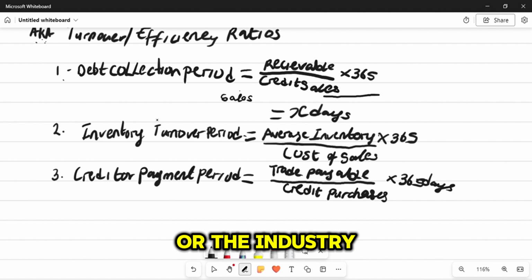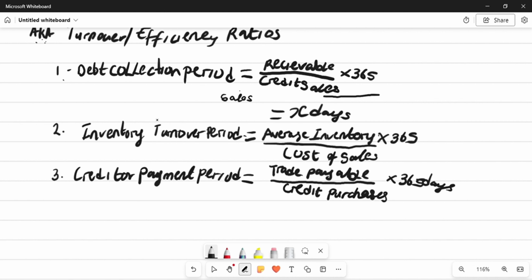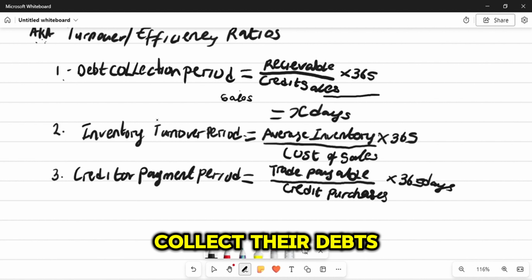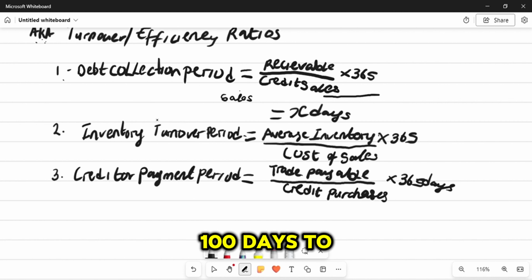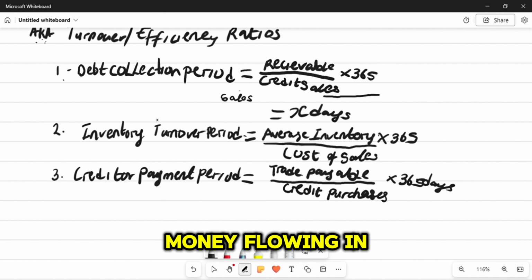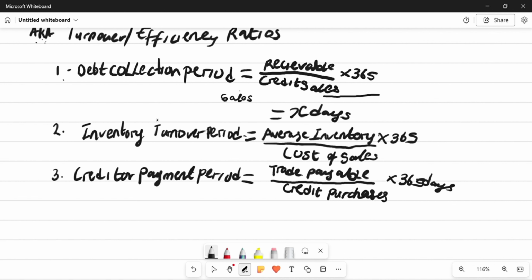the industry rate, right? So if it takes the industry 50 days to collect their debts and it takes this company 100 days to collect their debts, you can see that this is going to be bad because the company is going to have liquidity issues. It's not going to have enough money flowing in.